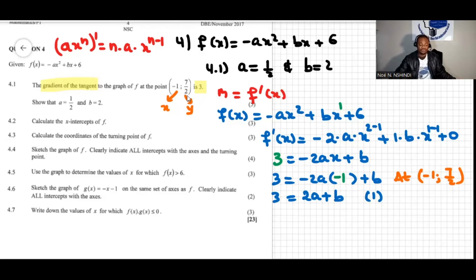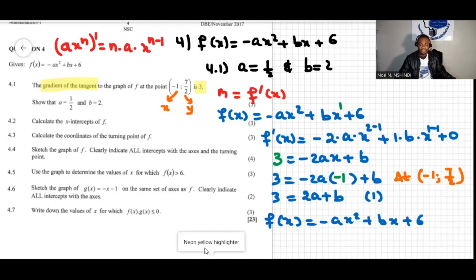So I can substitute the coordinates of this point in f here. This will be, because f of x is given by -ax² plus bx plus 6. If I sub in the points, let me write f of x is -ax² plus bx plus 6. I want to sub in the coordinates of the point.